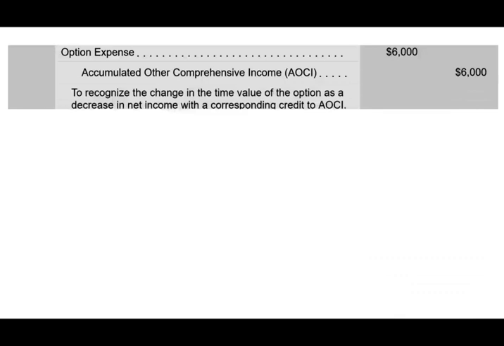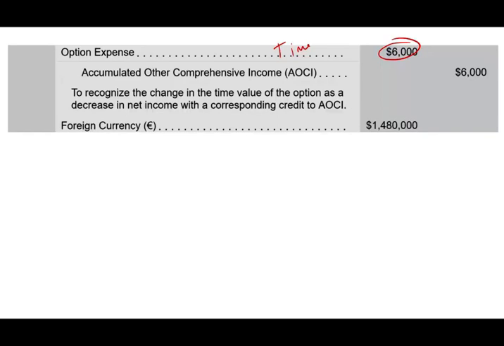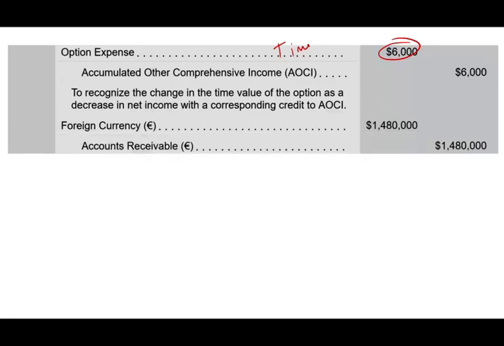Then we're going to expense the option that's left. We're going to debit option expense. Why do we debit the option expense? Because that's the time value. Remember, we had a $6,000 time value. We have to expense the time value of it. Then we're going to debit foreign currency because we received the foreign currency, and we credit the receivable.